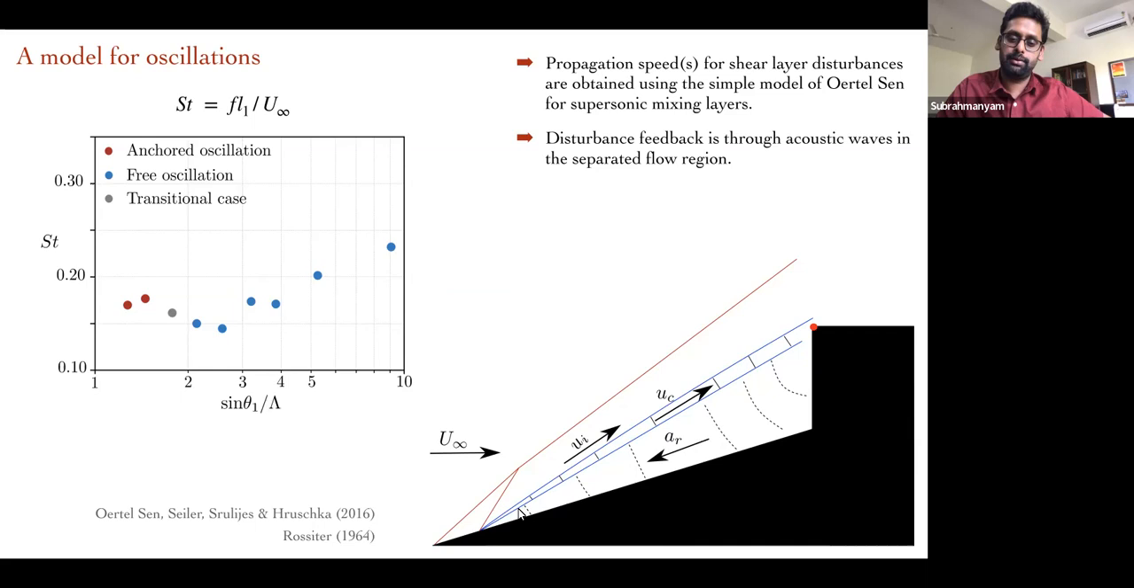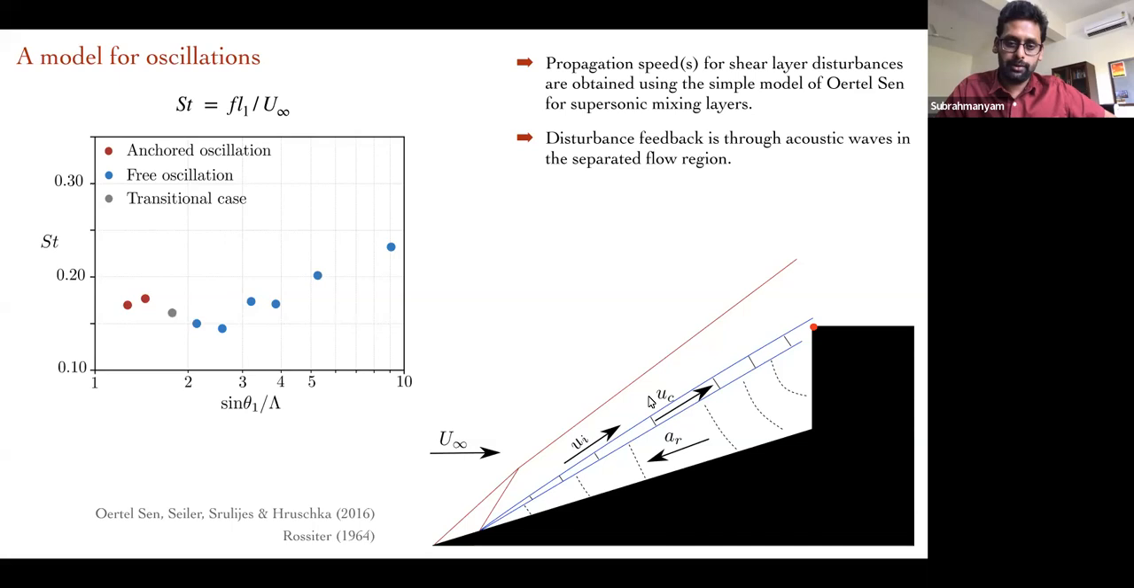So these acoustic disturbances provide the feedback, and then the flow locks into a particular time scale or a frequency. So this is the physical picture that we have. Now to model this, we are after a velocity scale, UC, for the disturbance propagation in the shear layer, and a velocity scale for the acoustic feedback.